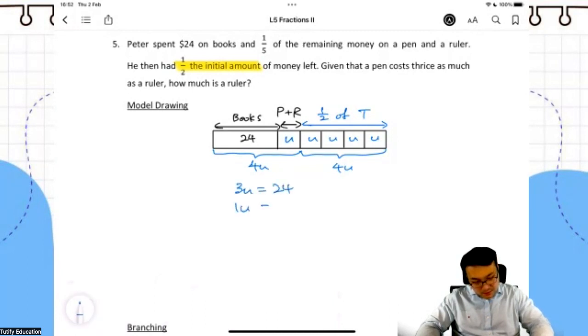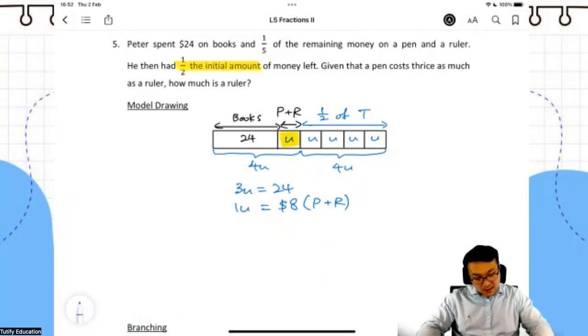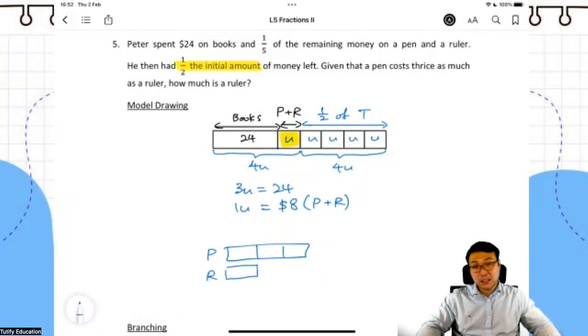That means 1 unit is 8. Yes, $8. So that means 1 unit is $8. That means he spent $8 on a pen and a ruler, because there you go, 1 unit was being spent on a pen and a ruler. So now they said that the pen cost 3 times as much as a ruler. So 1 unit is $8.